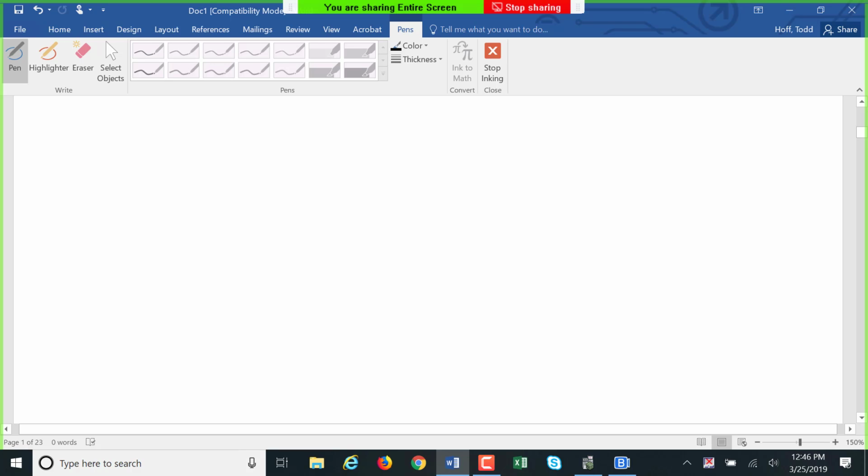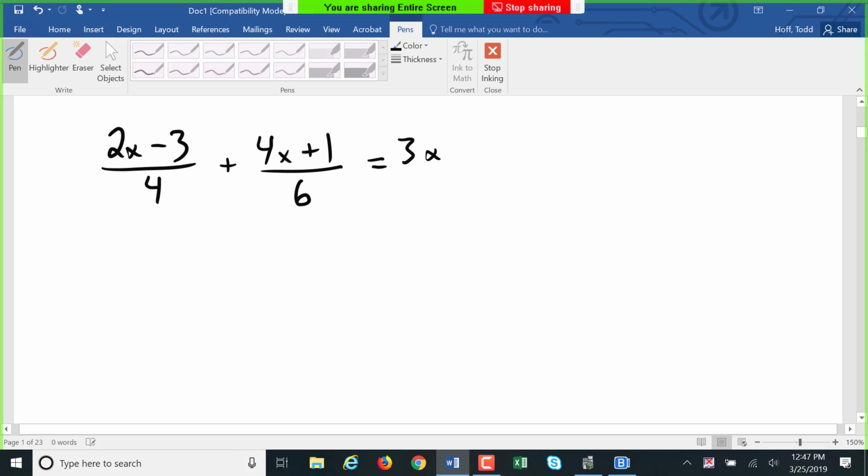Well, we could keep stepping up from there. We could run into 2x minus 3 over 4 plus 4x plus 1 over 6 equals 3x plus 5 over 3. So I have denominators here, 4, 6, and 3. What is my least common denominator for the 3 of those? Good. 12 is the smallest number that all of those will go into.